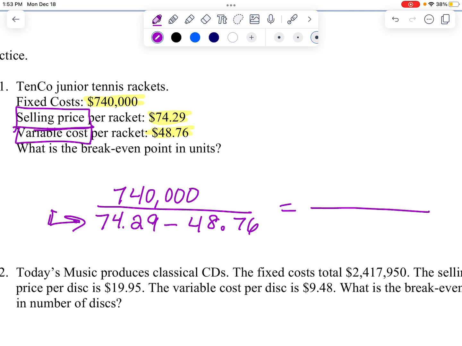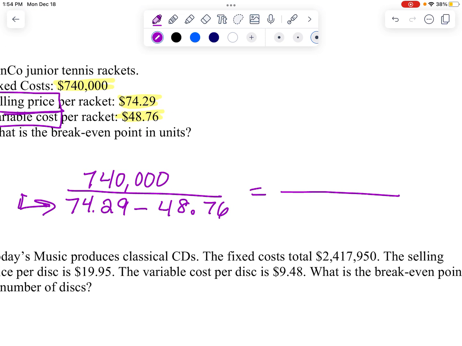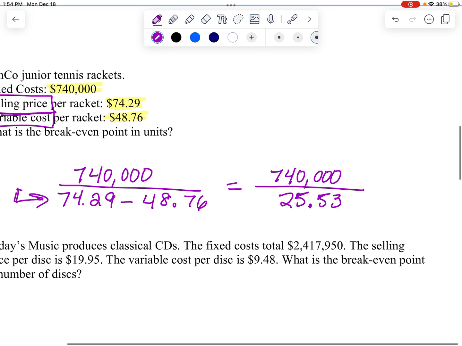Okay, I got the bottom already. Hopefully one of you did too. So I got 25.53. So you can go ahead and write that down, 25.53. And on the top, keep that same top number. And then you're just going to divide. You're going to take that top number, 740,000, and divide it by the bottom, which is 25.53.